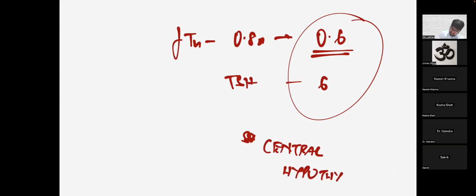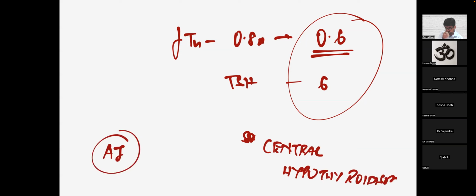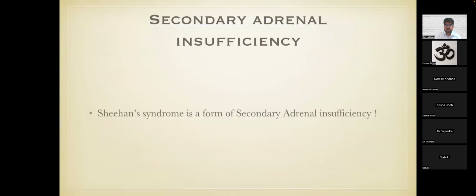And remember, when you have a central hypothyroidism, you should also rule out adrenal insufficiency. This is very, very important from a physician's perspective. Okay, so this case, what this patient had was what is known as Sheehan syndrome. And this is a form of secondary adrenal insufficiency.